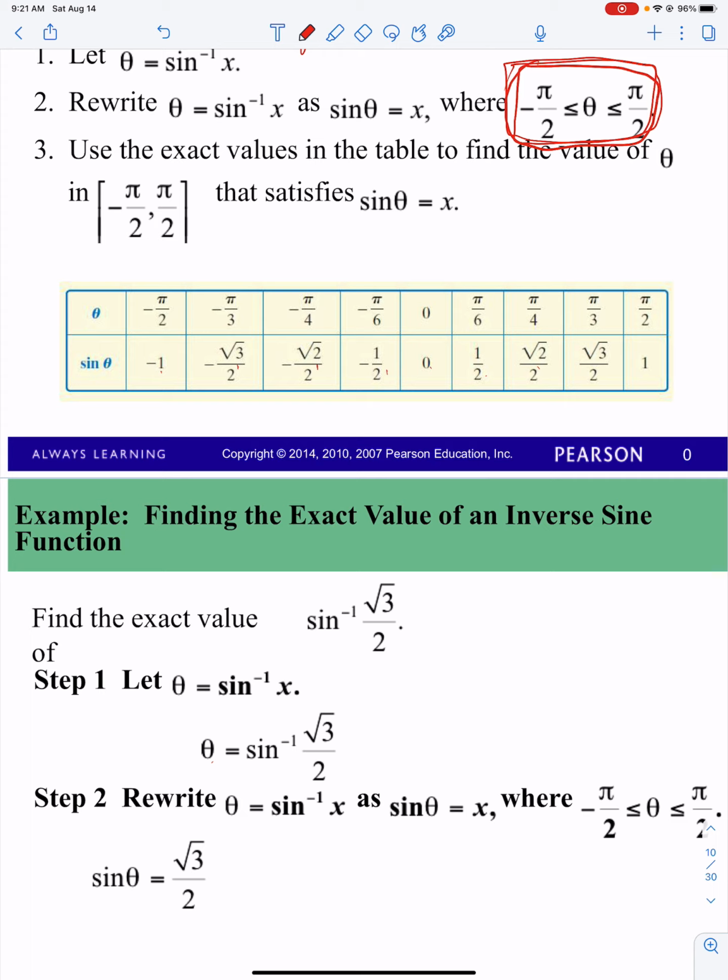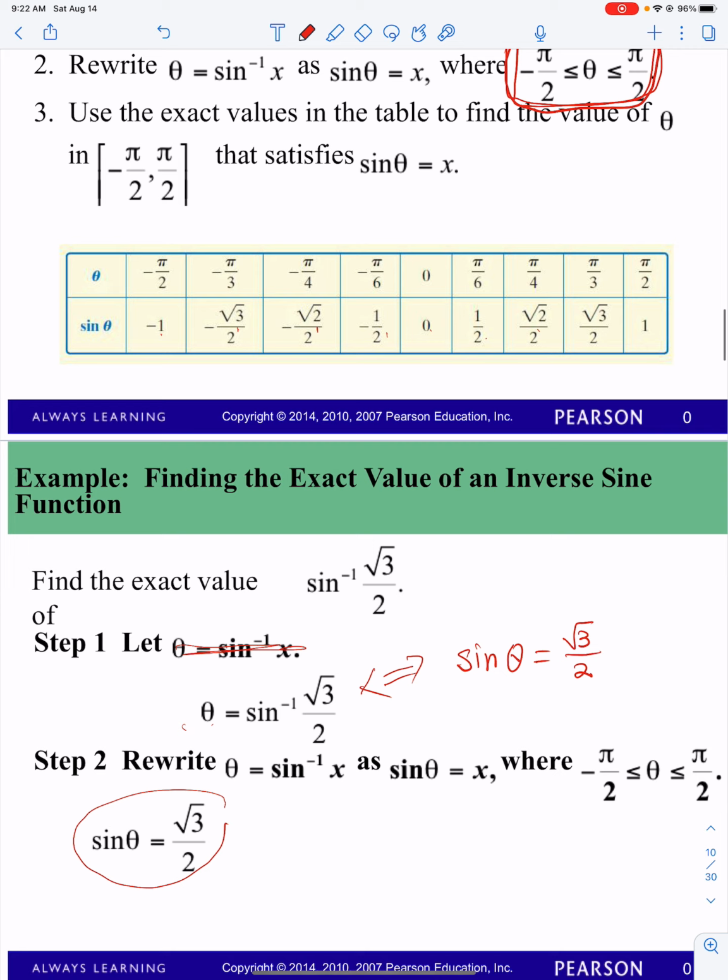Yeah, so I will not write this. I will directly let theta equal sine inverse of square root of 3 over 2, yeah? So then what will be the other form? Sine inverse, what does this mean? You can always rewrite it. So that will be sine theta equal to square root of 3 over 2. With me? So sine of theta will be square root of 3 over 2. You can rewrite it to be like this.